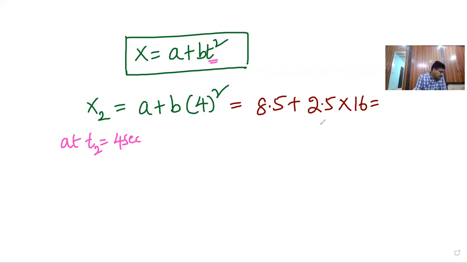On simplification, how much is it? 8.5 plus 2.5 times 16, 5 16s are 80, so it becomes 40 meters. Total, it becomes 48.5 meters.